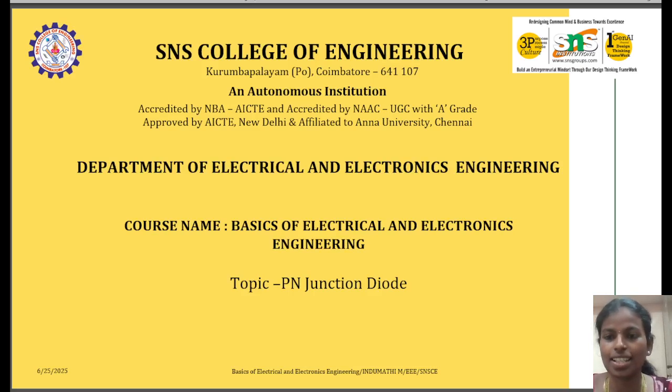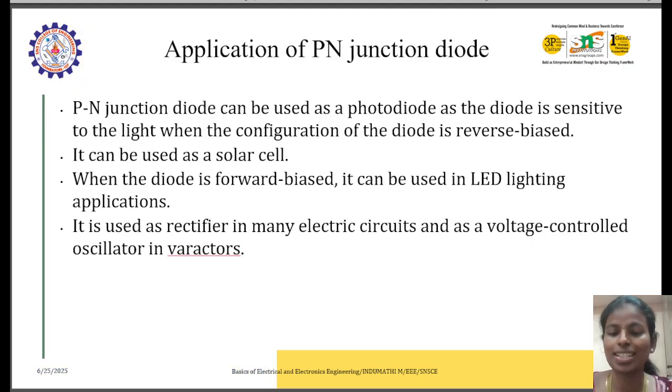Hello everyone. In this session, we are going to discuss the PN junction diode. Before going to the discussion, we'll see what the applications of the PN junction diode are. Normally, the PN junction diode is used in photodiodes and it can also be used as a solar cell. And the main and important application of a diode is that it can act as a switch.